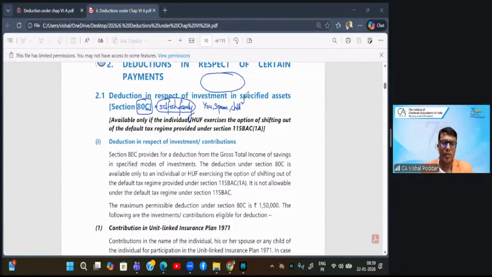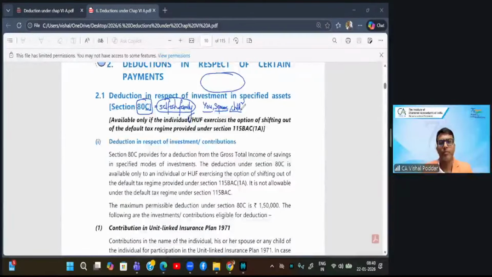Now, this section 80C will allow payment deduction if payment is made for you or your spouse. So if you are a male, it means payment for your wife, you will get deduction. If you're a female, then if you make payment for your husband, you get a deduction, or for your children.